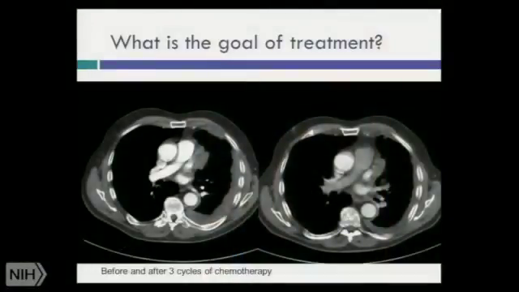The goal of treatment is to shrink the tumours, so we can see that same CT scan with the rind of tumour around, and that has shrunk to some extent in the right-hand side after 3 cycles of chemotherapy. That's a moderate response. It's not the best response, it's not the worst response that I've seen, but it's not good enough.